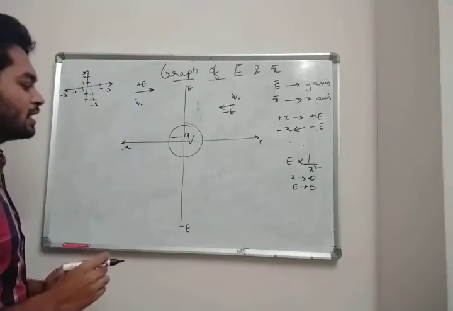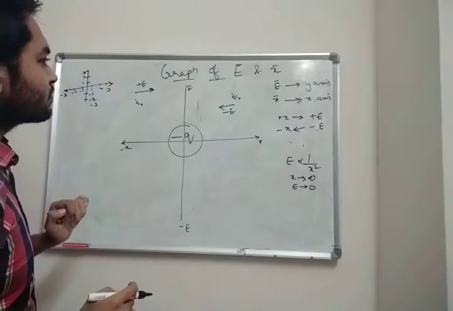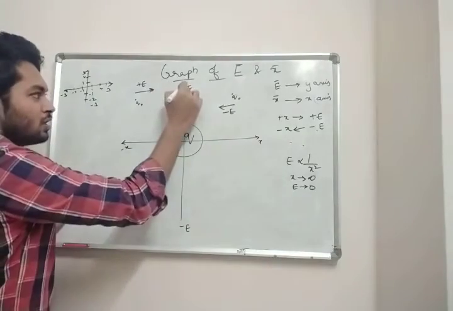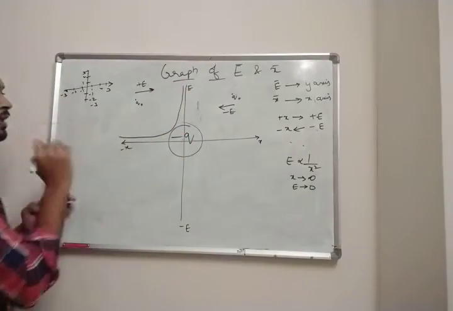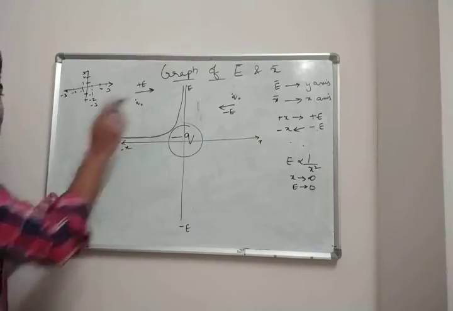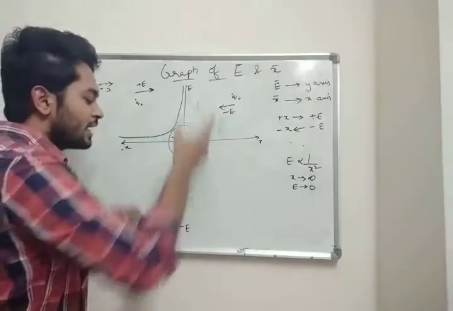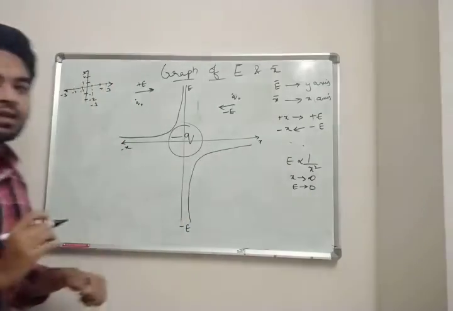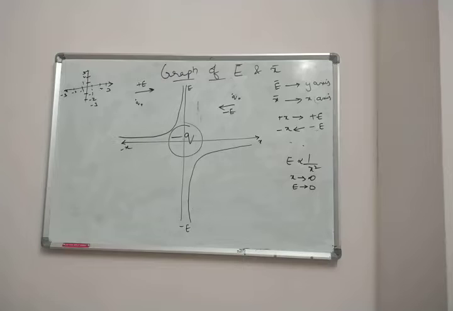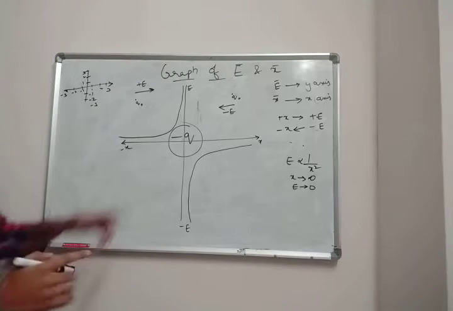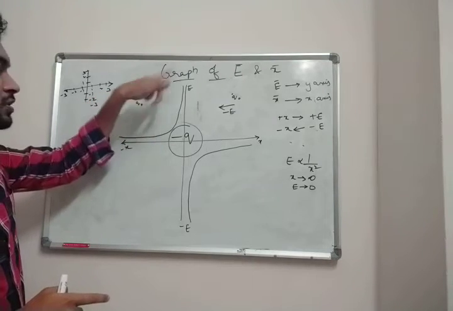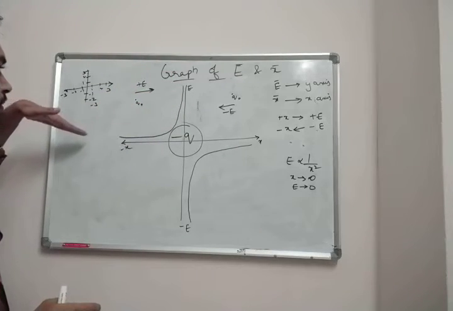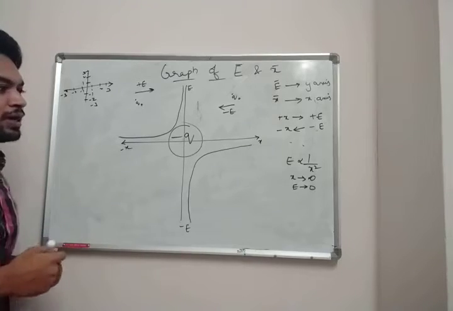Positive electric field means, where is our E positive? E positive is in this quadrant, so your graph will be like this. Your graph will be in the second quadrant. Now what happened here? E is negative. Where is E negative? Here. So your graph will be like this. Clear? Here E is positive. Where is E positive? This, the positive y-axis. So the graph is like this. Clear?